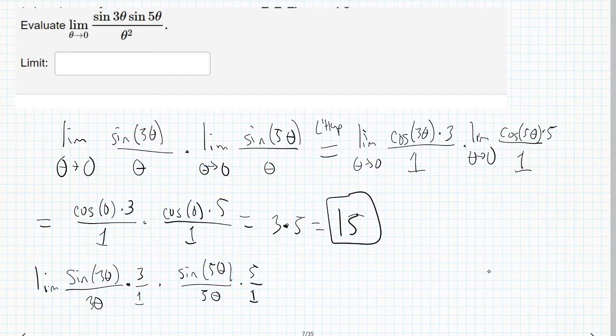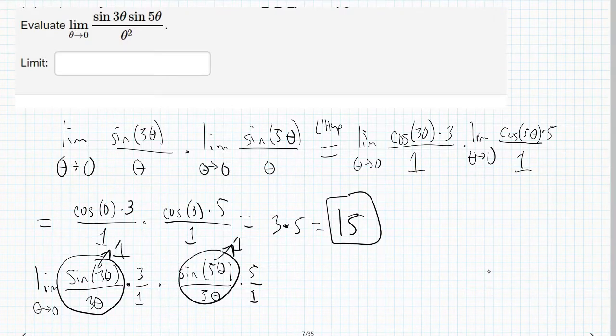Because you can't just toss in 3's and 5's wherever you want. So what happens is, though, now you have that this limit, that's a trig limit that we know, that limit is equal to 1 in both of those cases, so you're left with 3 times 5, which equals 15. So two different approaches get you the same result. That's what we're looking for. Alright.